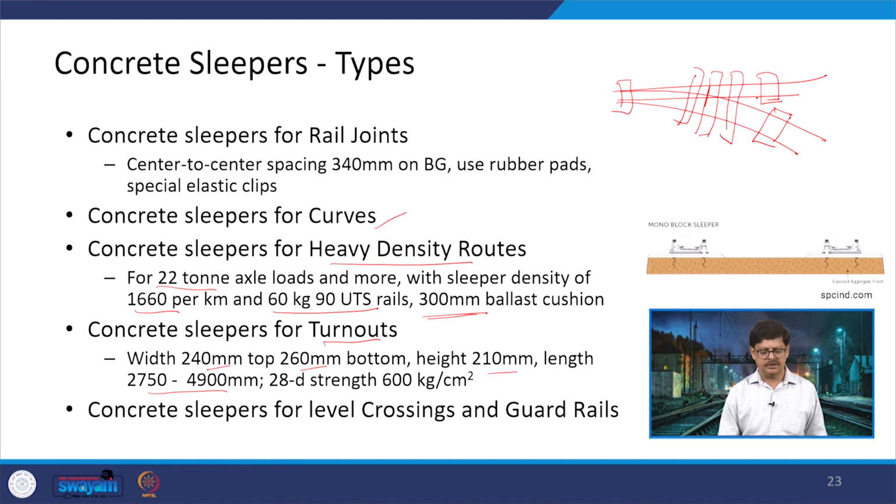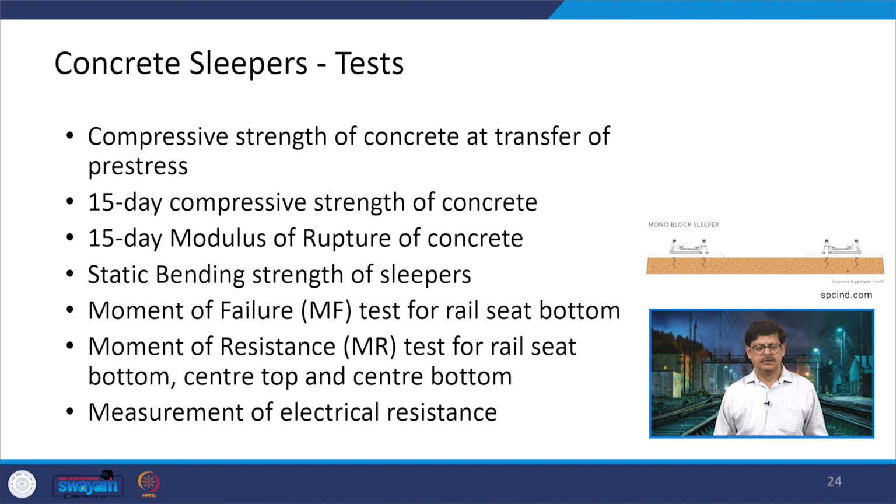That is the reason that range is there, and the 28-day strength in this case is being taken as 600 kg per centimeter square as compared to the 525 which we have taken previously. Similarly, there can be concrete sleepers at the level crossings and the guardrails. So, these are various things which are usually provided.